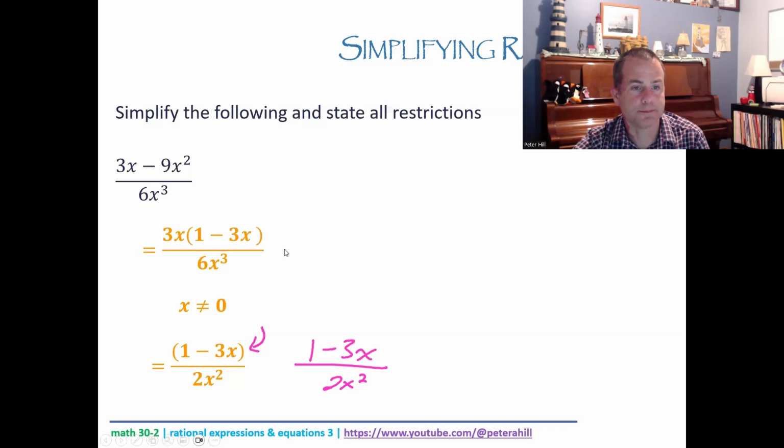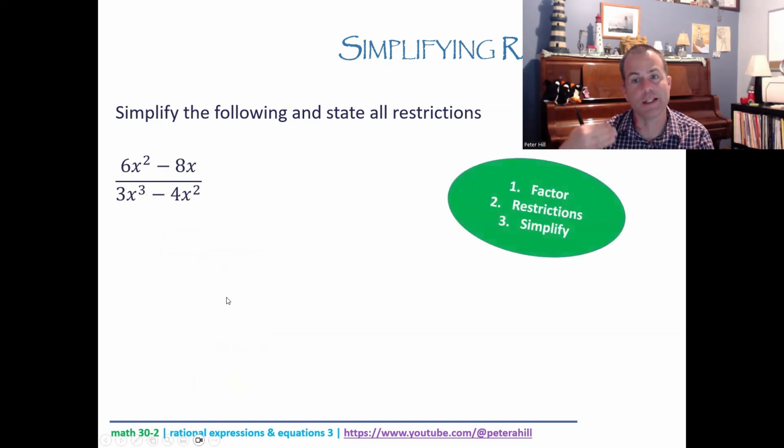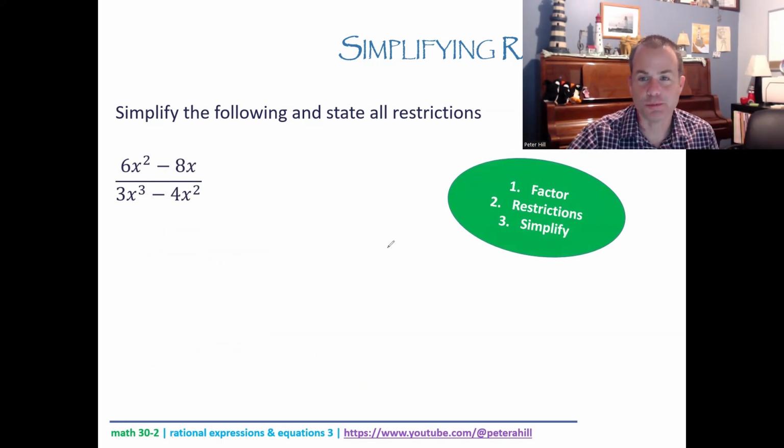All right, awesome. 6x squared minus 8x over 3x cubed minus 4x squared. So this one, we're just adding a few layers here. Now we've got to factor the top and factor the bottom. Okay, but remember, the three things we're doing are always the same three things. Number one, we're going to factor. Number two, we're going to state our restrictions. And then number three, we'll try to simplify. So when I look at 6x squared minus 8x, I can see that I could factor out a 2x from that, okay? So let's just do this together.